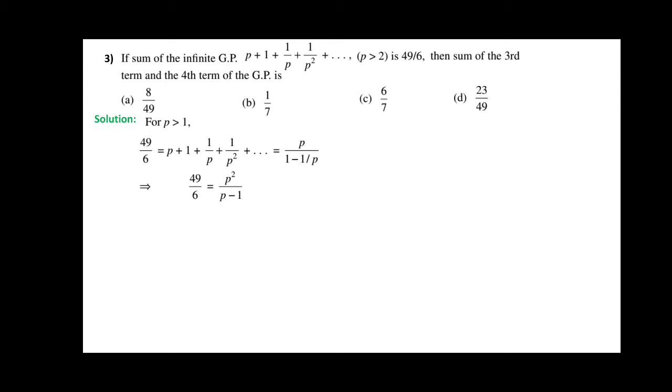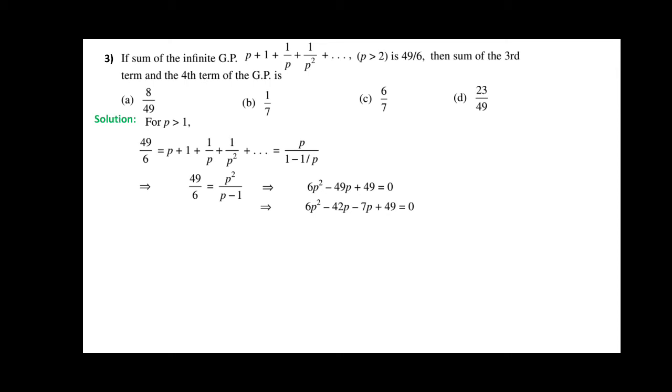Just you can understand the simplification here. Now we can do the cross multiplication. It becomes 6P square minus 49P plus 49 is equal to 0, because we have transferred all the terms to one side, means right hand side. So we have this quadratic equation. So 6P square minus 49P plus 49 is equal to 0 is the quadratic equation. So by solving this one, we will get the values of P here.